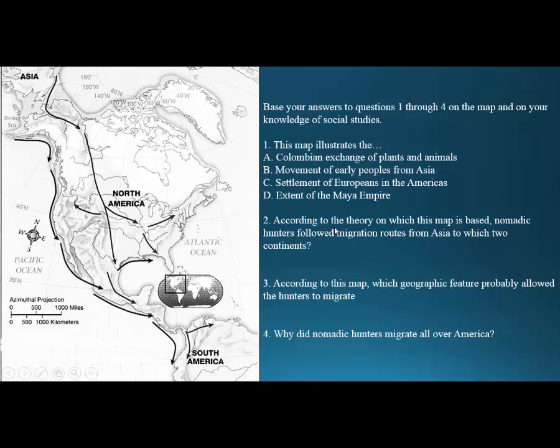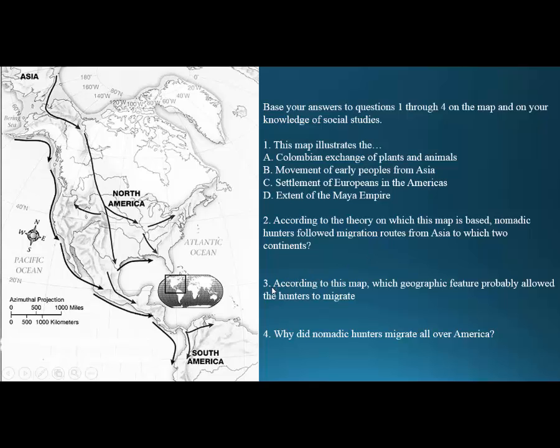Question 2. According to the theory on which this map is based, nomadic hunters followed migration routes from Asia to which 2 continents? So it's asking, nomadic hunters came from Asia and followed the animals that they were hunting to which 2 continents? Please write the answer down on your note sheet in complete sentences. Correct spelling, please. Everything that you really need is spelled out on this map and in this question. Press pause to answer the question. Press play when you're done.